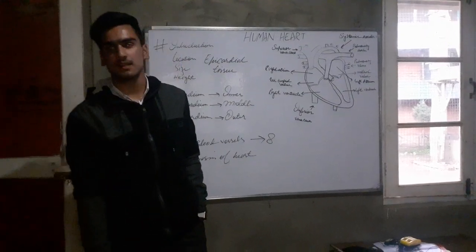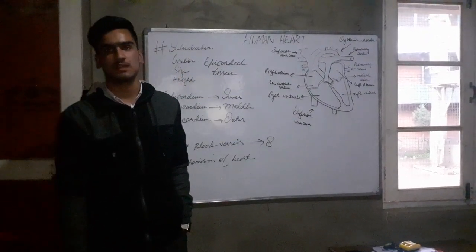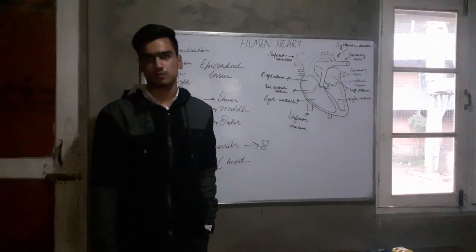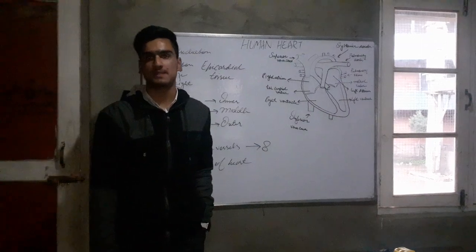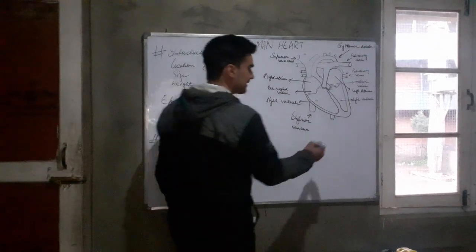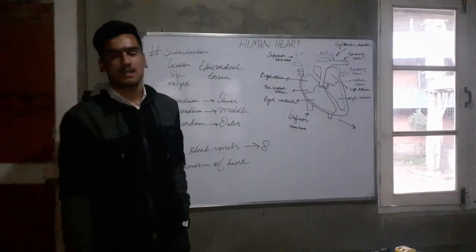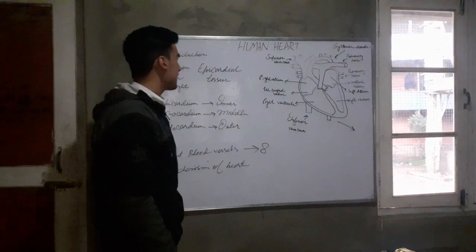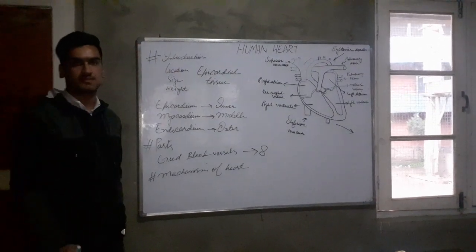So the human heart is the pumping organ in our body. It's located between the two lungs. This space is called the mediastinal space, and this space is occupied by the heart. The human heart is slightly tilted towards the left lung, and the part where the human heart enters the cavity of the left lung is called the cardiac notch. The human heart is about the size of one's fist.